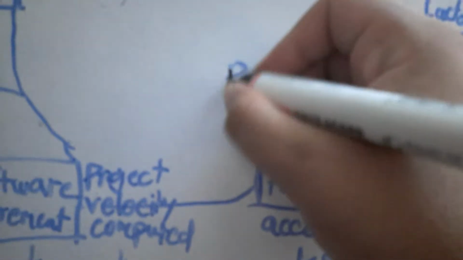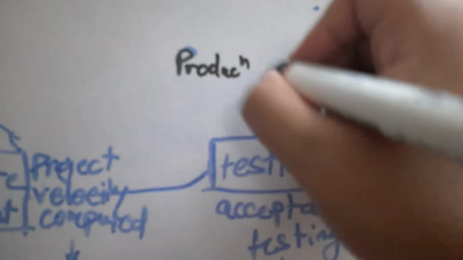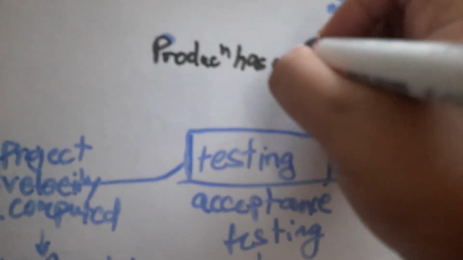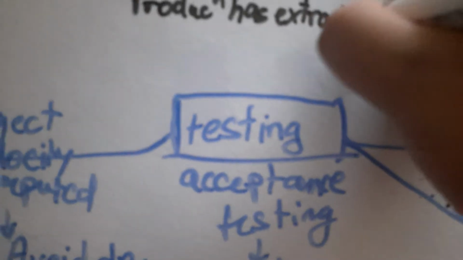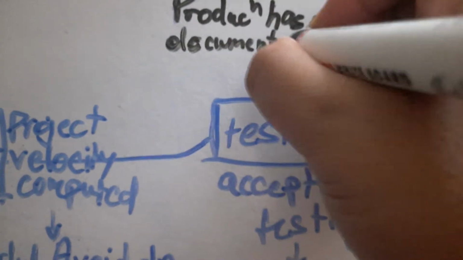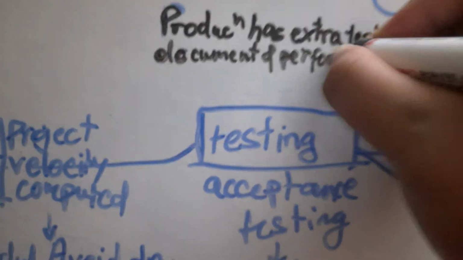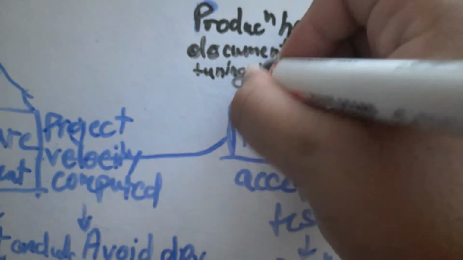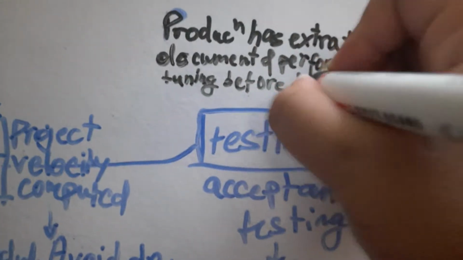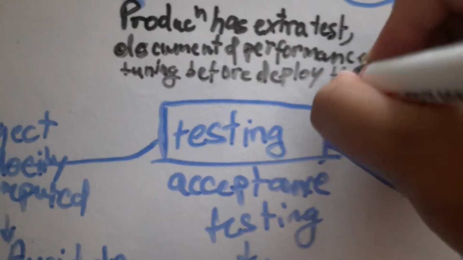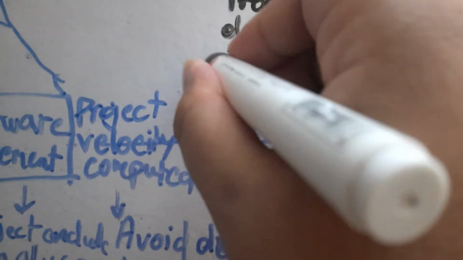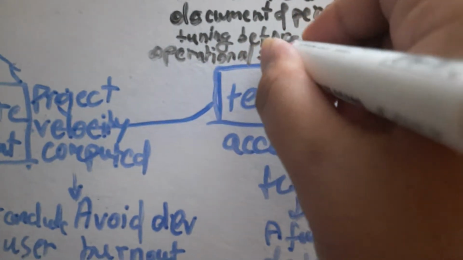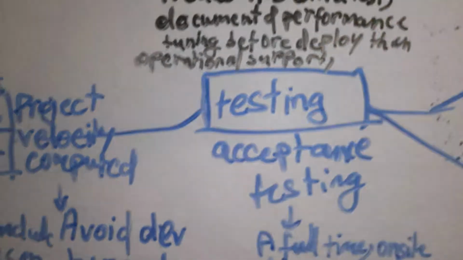Oh no. So, production has extra tests, documentation, and performance tuning before deploying. Then operational support.